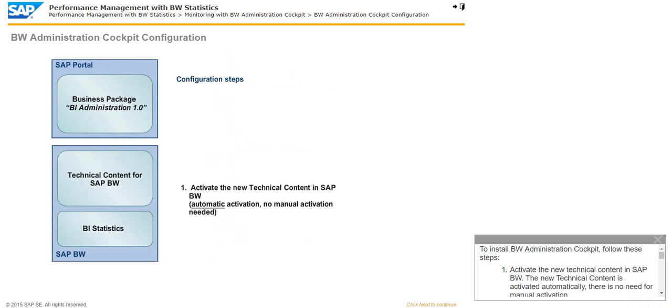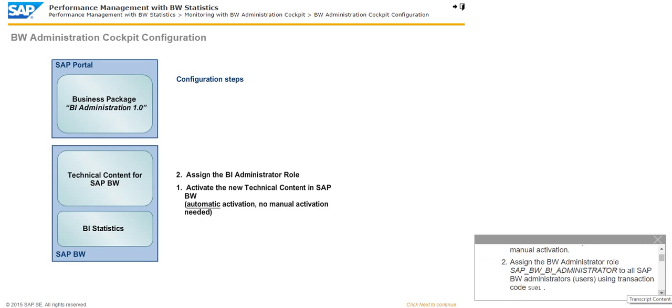Activate the new technical content in SAP BW. The new technical content is activated automatically. There is no need for manual activation. Assign the BW Administrator role SAP_BW_BI_Administrator to all SAP BW Administrators or users using transaction code SU01.